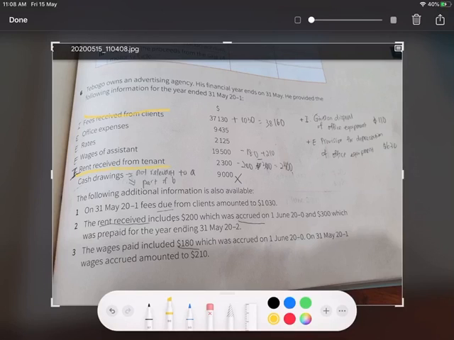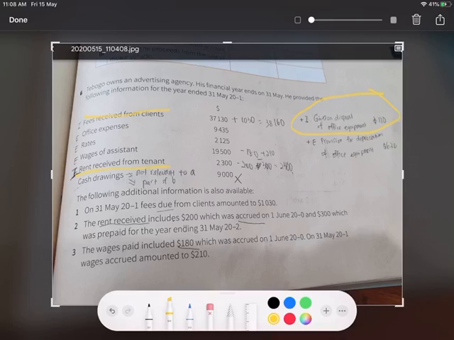Two of them are the incomes, so they should be added together, and later on there will be one more income from the additional information, which I will explain later. So the first two incomes are fees received from clients and rent received from tenants. So let's look at the fees received from clients.